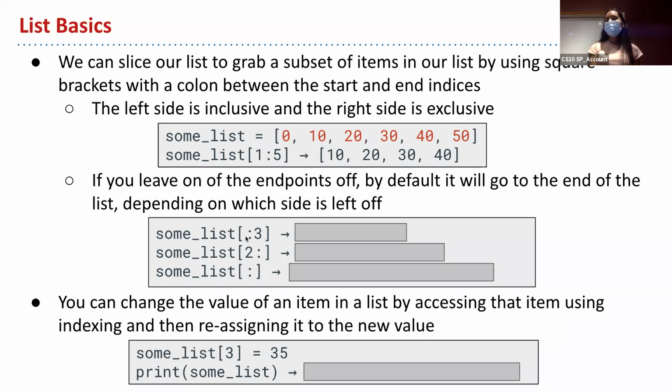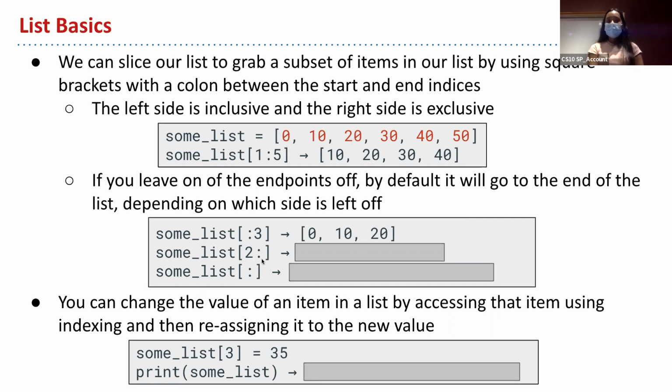Thoughts? Is it clear what I said about how it's going to start from the beginning if we leave it off? Yeah, 0, 10, 20. Yes, exactly. It's going to be 0, 10, and 20. So we're going to go index 0, index 1, index 2, and not index 3.